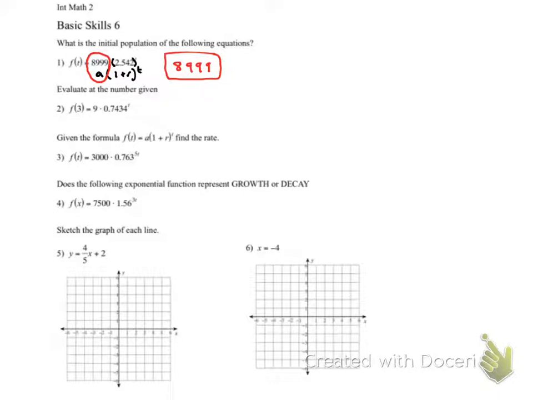Number 2, evaluate at the given number. So the function of 3 equals 9 times 0.7434 to the t power. So we're plugging in 3. We take our calculators, we put 9 parentheses 0.7434 close parentheses to the third power, and this gives us roughly, we want to round to 4 decimal places, so 3.6975.